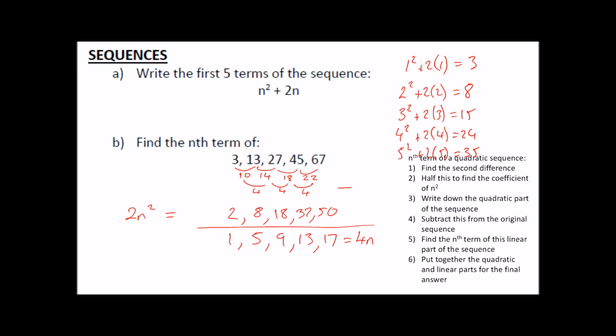But the first number in the 4 times tables is 4, and ours is 1, so I need to subtract 3 from that. So the linear part of this sequence is 4n minus 3. So altogether, the quadratic part is 2n squared, and the linear part is 4n minus 3. So the overall nth term for that quadratic sequence is 2n squared plus 4n minus 3.